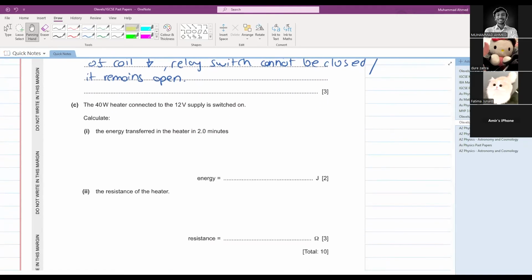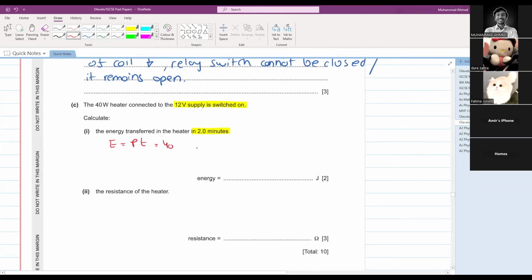So, a 40 watt heater connected to a 12 volt power supply is switched on. Calculate the energy transferred in the heater in 2 minutes. So how will we calculate the energy? Energy is equal to power into time. What is your power? 40. What is your time? 2 minutes. We will convert minutes into seconds. The energy comes out to be 4800 joules.